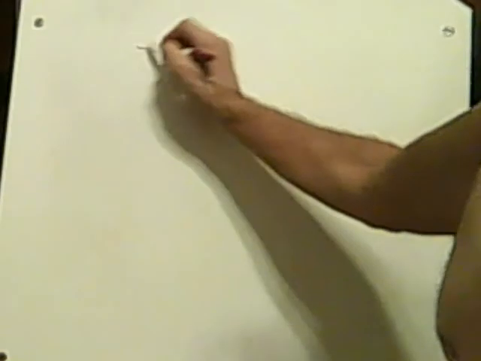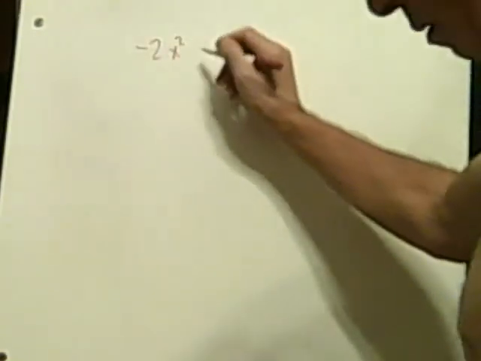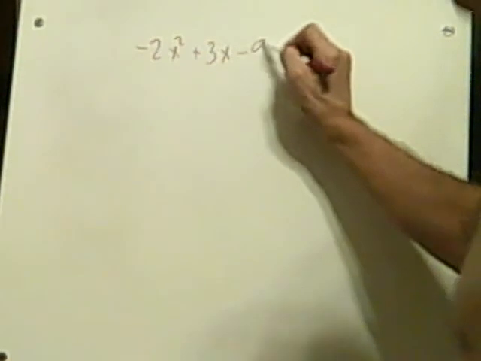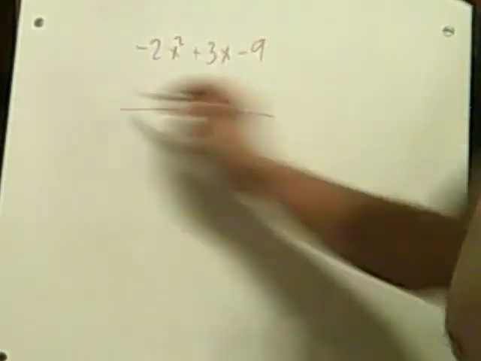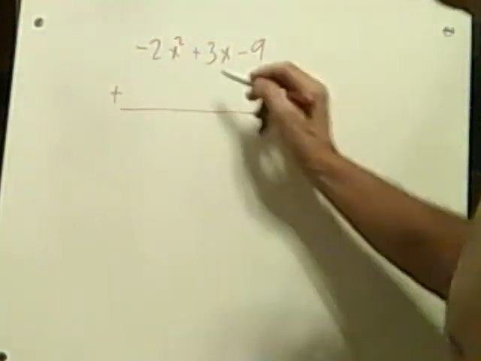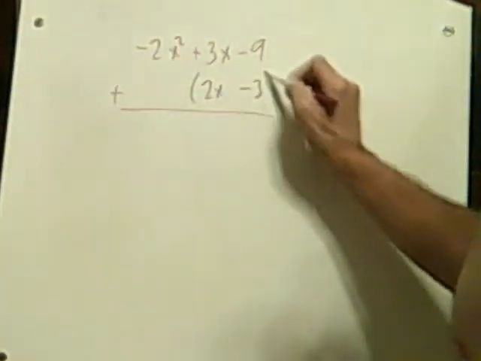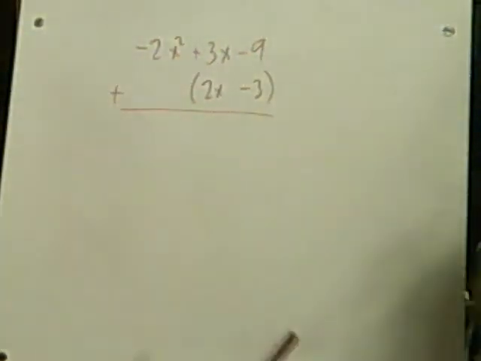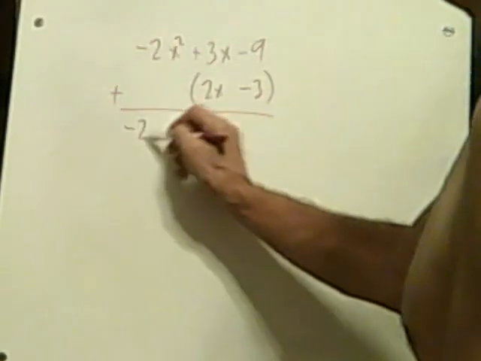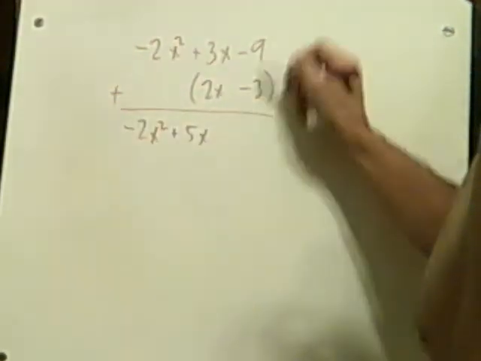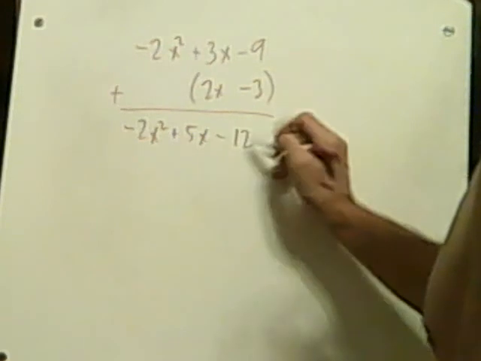Next one is negative 2x squared plus 3x minus 9. And here now they're expressing it in a different form. And they're putting 2x minus 3. So here, we'll just go down vertically. Minus 2x squared. 3 plus 2 is 5. Negative 9 and negative 3 is negative 12.